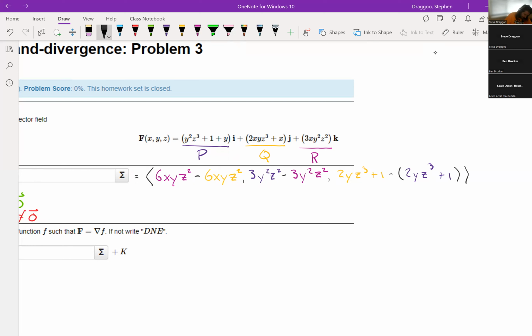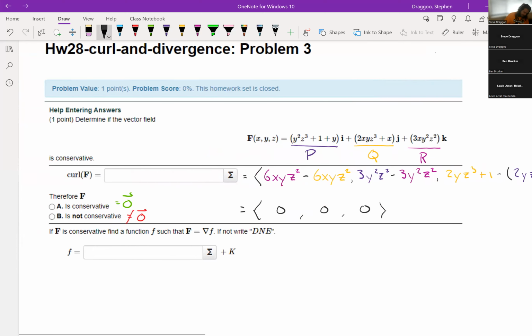Which once again, that should add up to 0. So we see in simplifying each of those 3 components, I got that my curl came out to the 0 vector. Every entry is 0. Meaning the thing we have here is indeed a conservative vector field. We'll pick option A. Because it's conservative, that means we should be able to find some original function f whose gradient would come back out to our vector field.